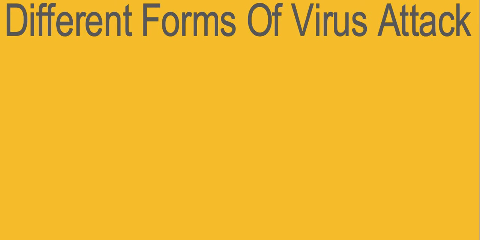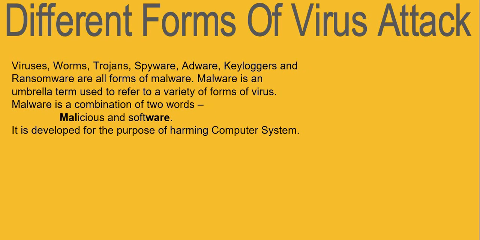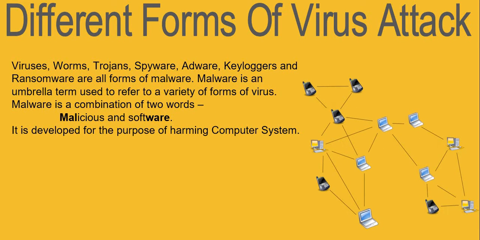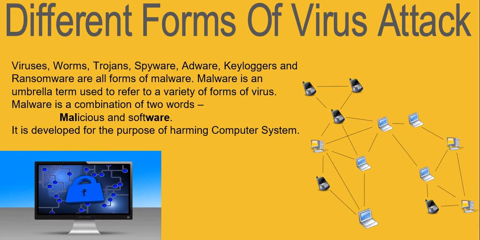Different forms of virus attack. Here come the various forms. What are the various forms? Viruses, worms, trojans, spyware, adware, keylogger, and ransomware are the various forms of malware. Malware is an umbrella term used to refer to a variety of forms of virus. Malware is a combination of 2 words, malicious software. It is developed for the purpose of harming people's computer systems.